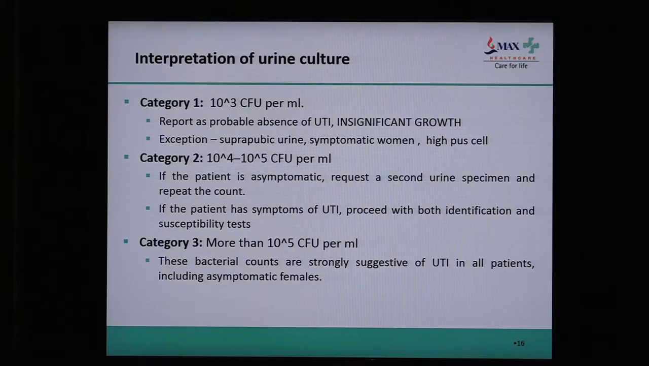Basically, in pregnancy, what does the guideline say? In a pregnant lady, if the colony count is 10 to the 5 and asymptomatic, there is a high chance of pyelonephritis. And once pyelonephritis happens, it will affect the baby. So there are guidelines in some forums, even the gynecologist association in Noida: if there is asymptomatic bacteriuria, they start antibiotics from the third month to the end of delivery.